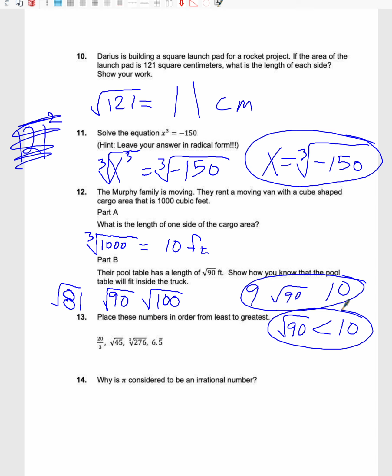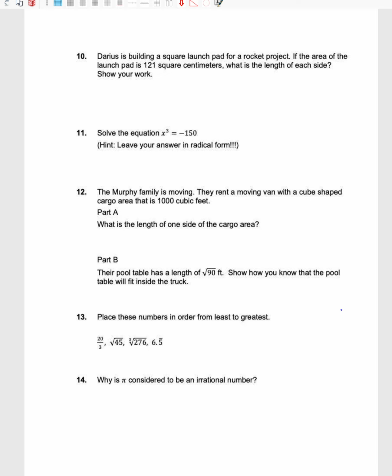So here we go. Last two problems here. Place these numbers in order from least to greatest. What do I do with these numbers to put them in order? Change them to decimals. This is one where I want you to use a calculator, and I want you to change them into decimals so that you know the exact value so that you can put them in the right order, right?